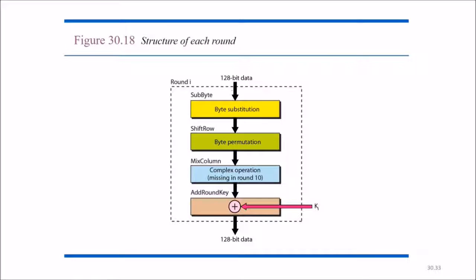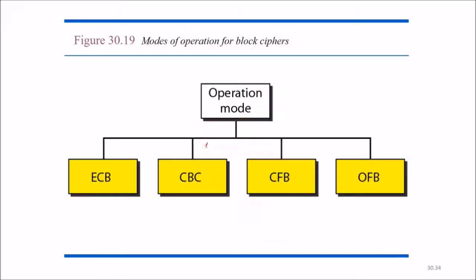The structure of each round, as we have seen in the previous figure, is as follows: the 128-bit data goes through substitution, which is done byte-wise, byte substitution. Then you do some shifting, that is byte permutation. Then mixing of columns. It is a complex mixing operation, which you don't find in the last round. Otherwise, in 12 and 14 rounds you will find it. Then you add a round key with this key, and then you get this 128-bit data.